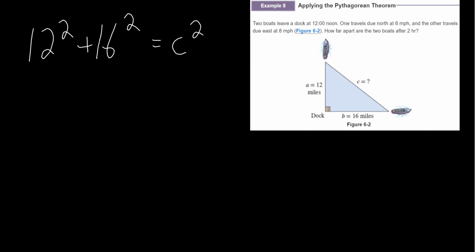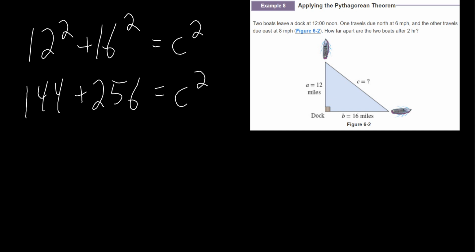Well, 12 squared is 144 plus 16 squared is 256. And that's equal to some c squared. Well, 144 plus 256 is equal to 400. It's equal to c squared. And then we ask ourselves, what times what is equal to 400? Right? So in this particular case, we would say that 20 times 20 is equal to 400, or in other words, c is equal to 20.